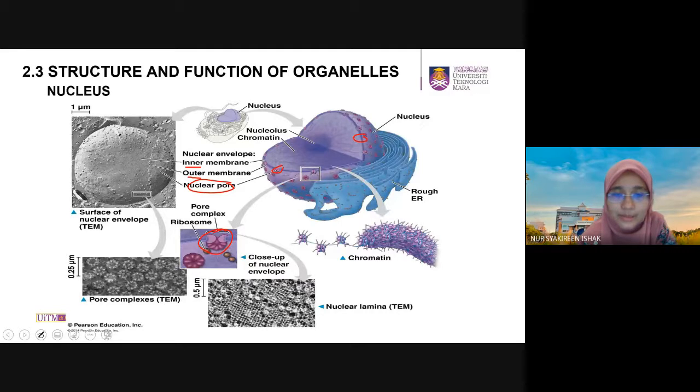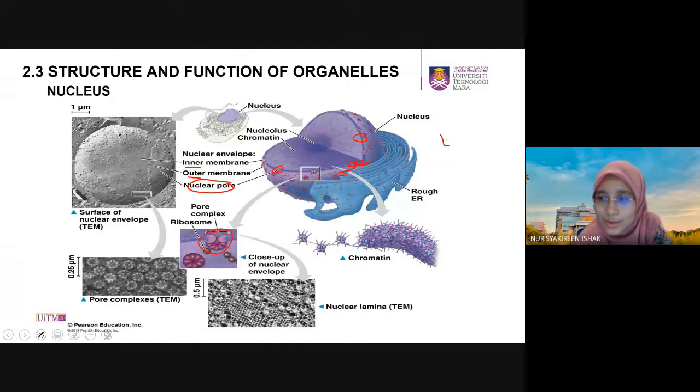The nuclear envelope also has ribosomes bound to it. And as you can see from this diagram, the outer membrane of the nuclear envelope is directly connected to the membrane of the rough ER.